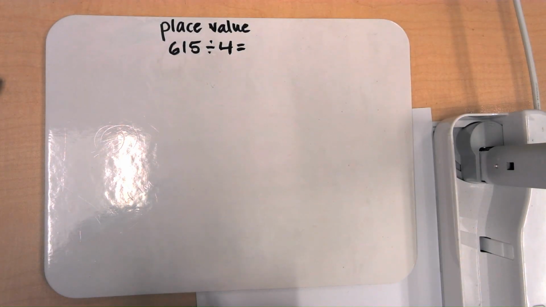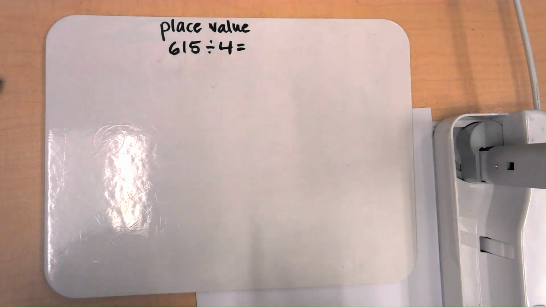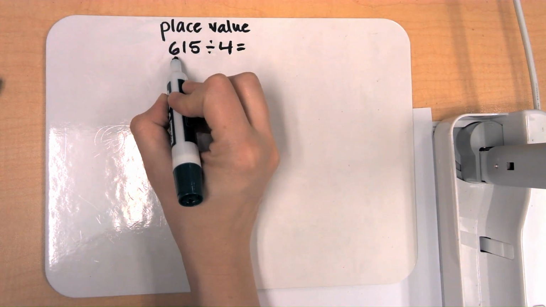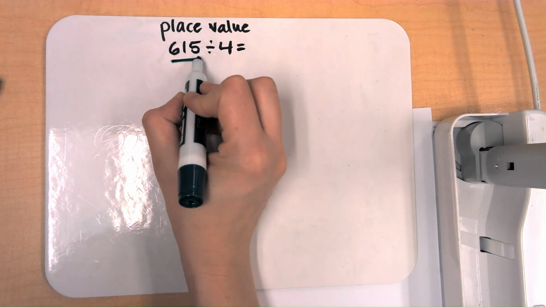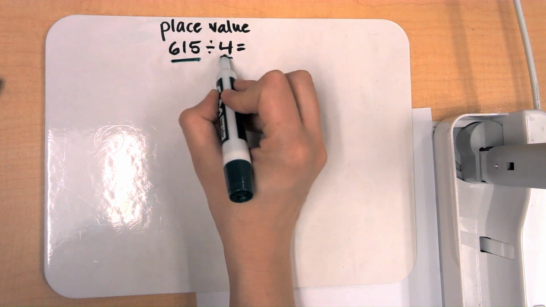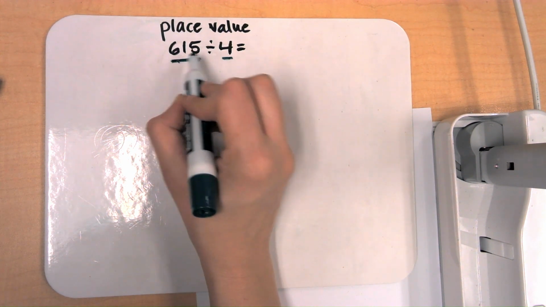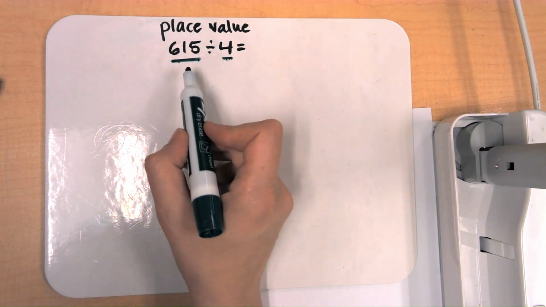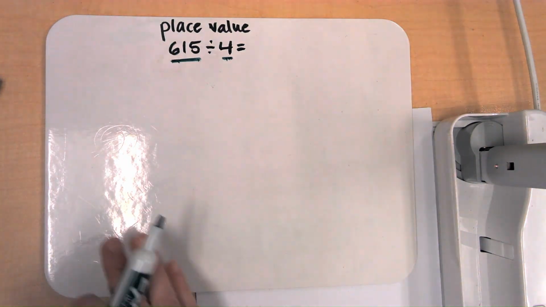All right, so we are going to start by dividing 615 into 4 equal groups. We're going to use place value, and I've been telling students this is our dividend, and if you think about this as Skittles, okay, and this is our divisor, if you think about that as baskets, I have 615 Skittles. I have to put these Skittles into 4 equal baskets.